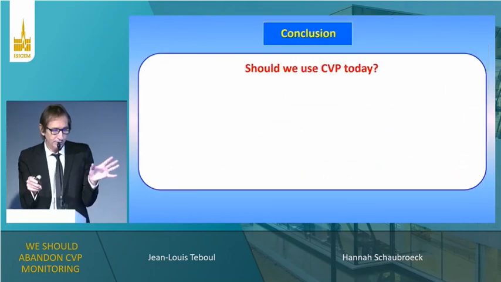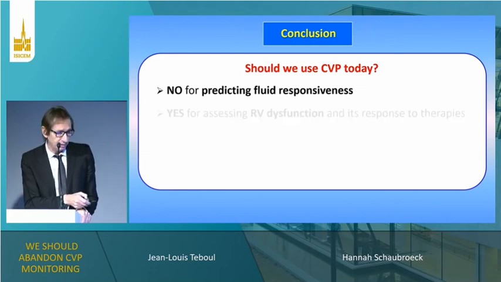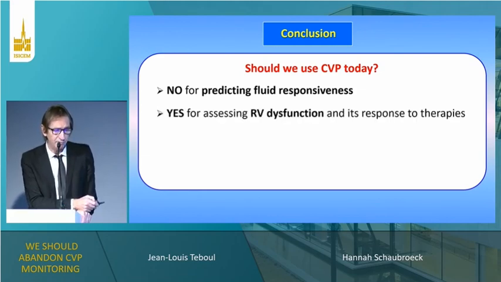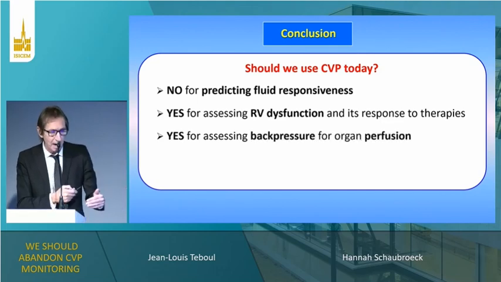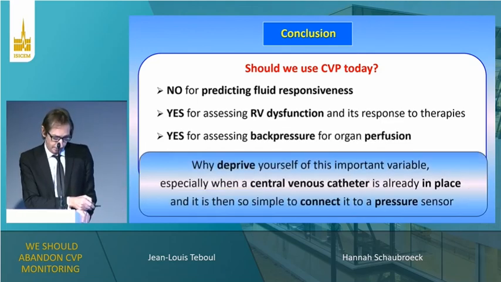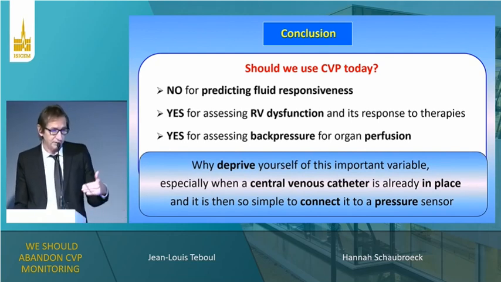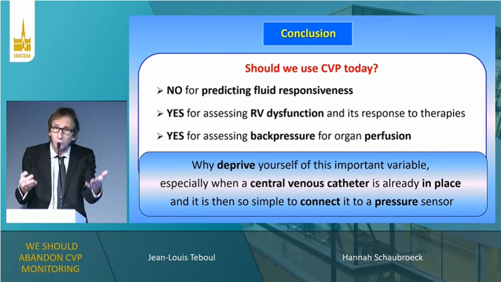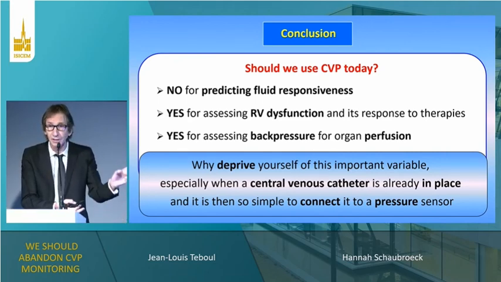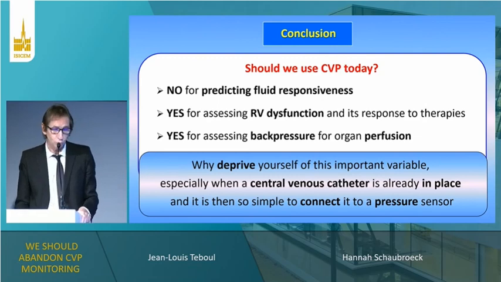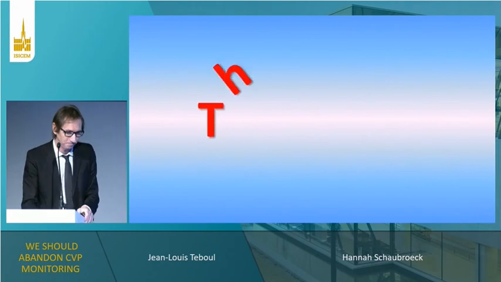So my conclusion is, should we use CVP today? Yes, but not for predicting fluid responsiveness, of course, but for assessing RV dysfunction and its response to therapies, for assessing the back pressure for organ perfusion. And why deprive yourself of this important variable, especially when a central venous catheter is already in place, and it is so simple to connect this central venous catheter to a pressure sensor and to have this information. Thank you very much.